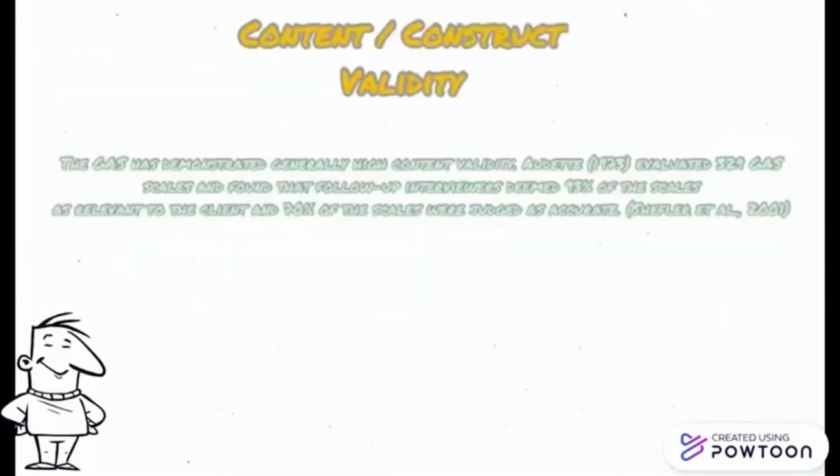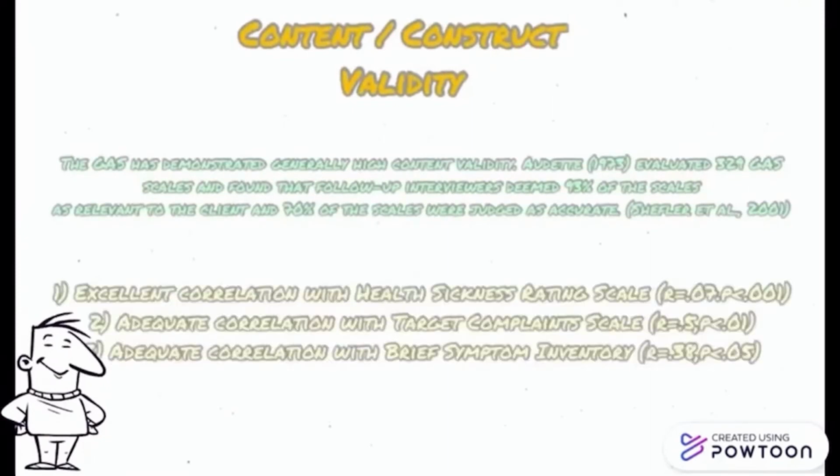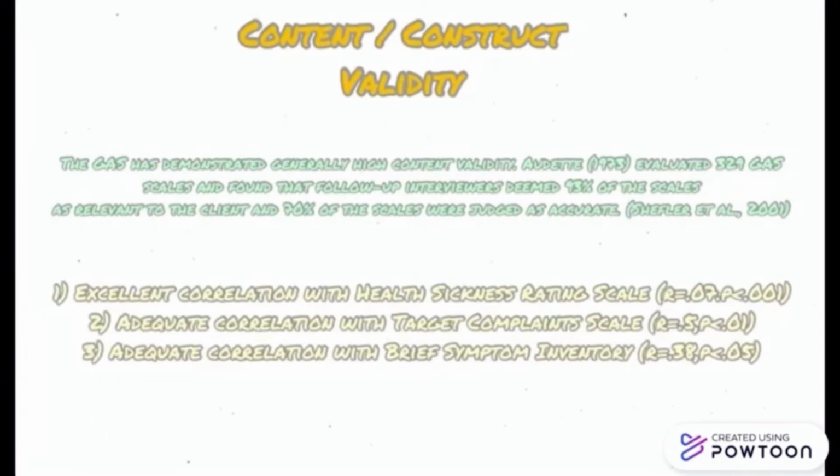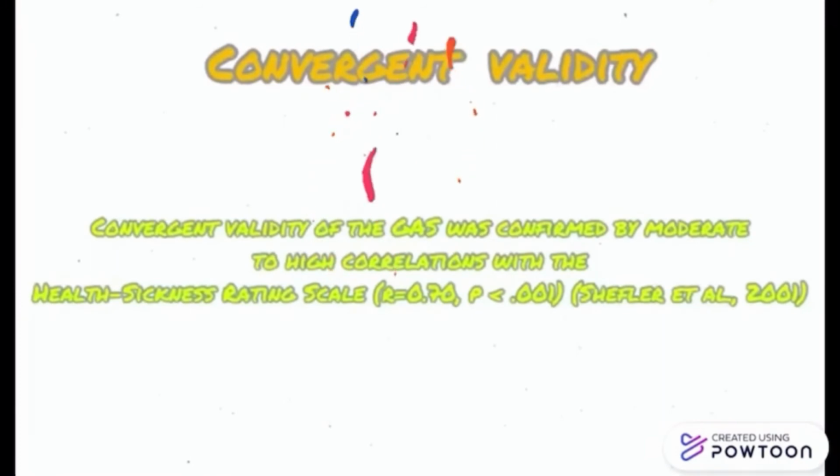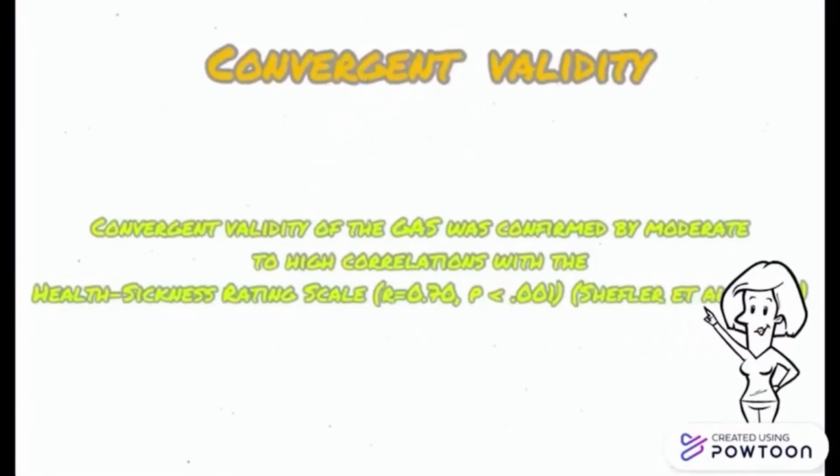GUESS has demonstrated generally high content validity. One study evaluated 329 GUESS scales, and follow-up interviewers deemed 93% of the scales relevant to the client and 70% of the scales were judged as accurate. Convergent validity of GUESS was confirmed by moderate to high correlation with the Health Sickness Rating Scale, r equal to 0.7, p less than 0.01.